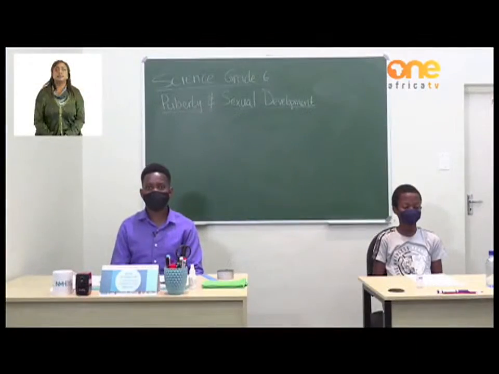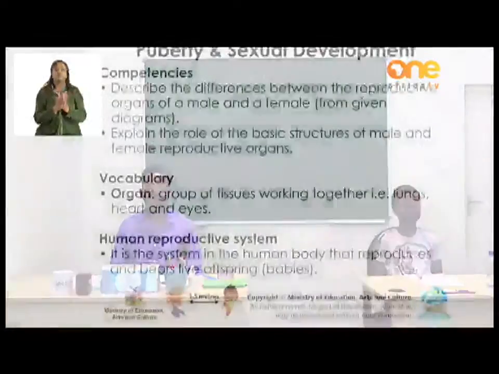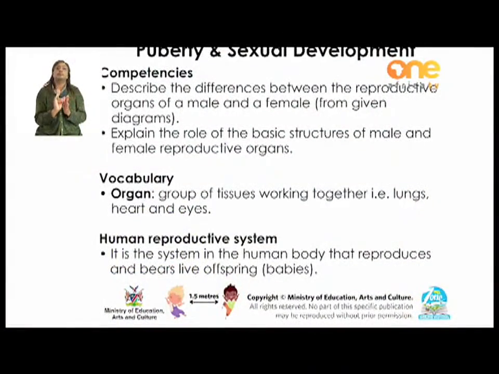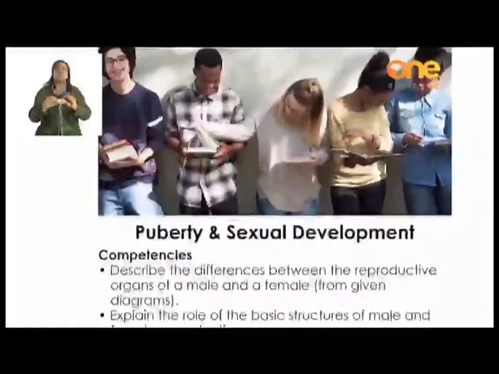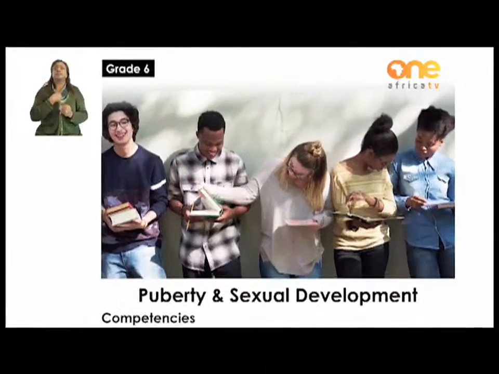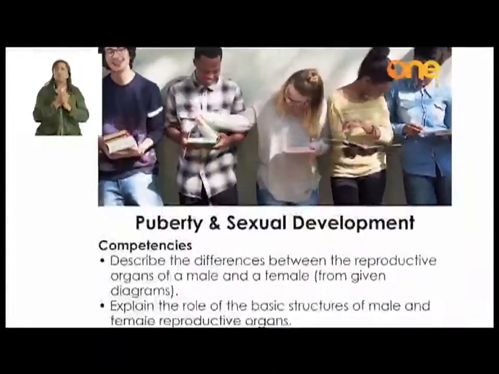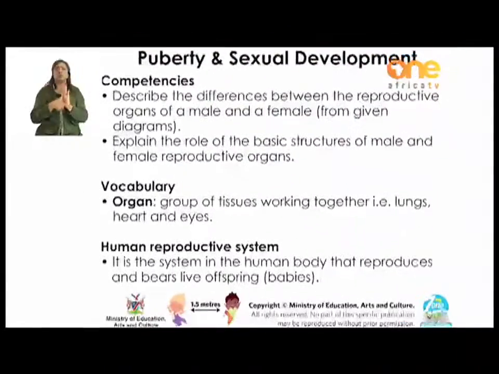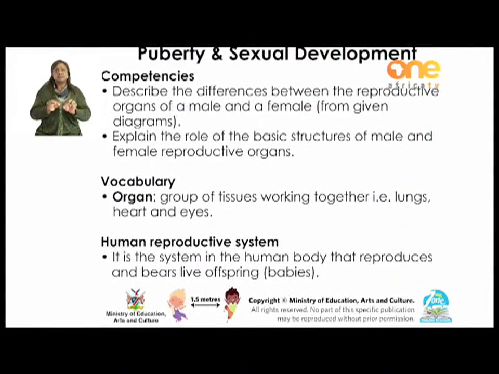Let us now turn to page 17, where we will look at puberty and sexual development. What are the basic competencies we will encounter during this lesson? You should be able to describe the differences between the reproductive organs of a male and female from given diagrams. You should also be able to explain the role of the basic structures of male and female reproductive organs.